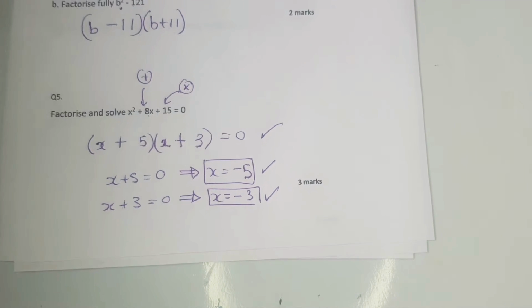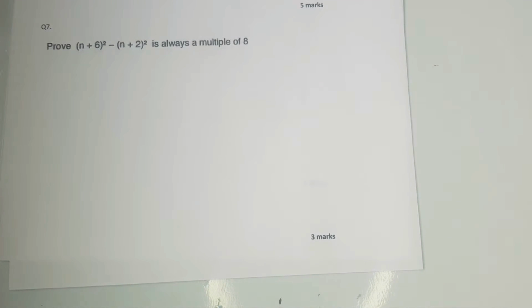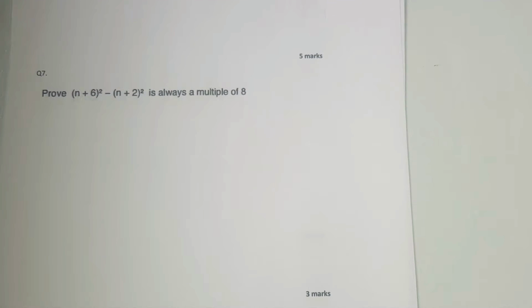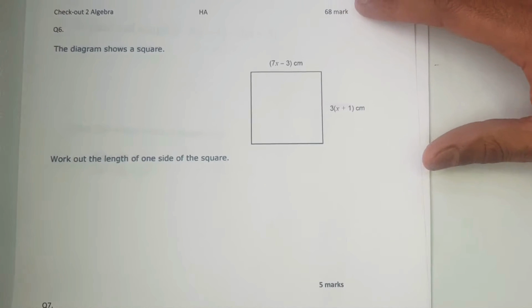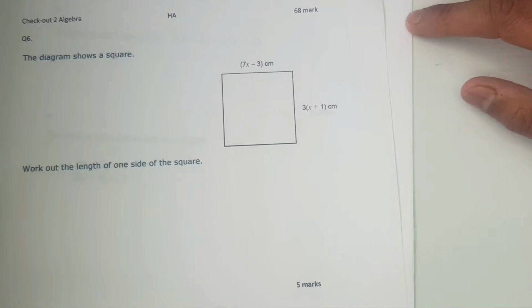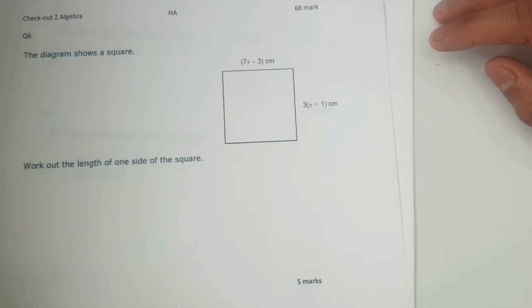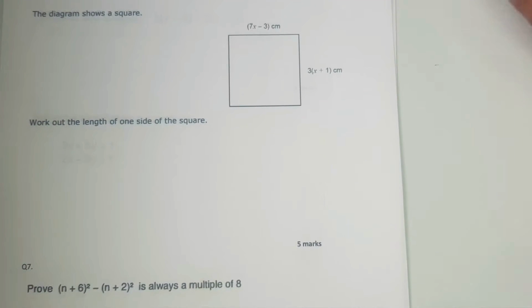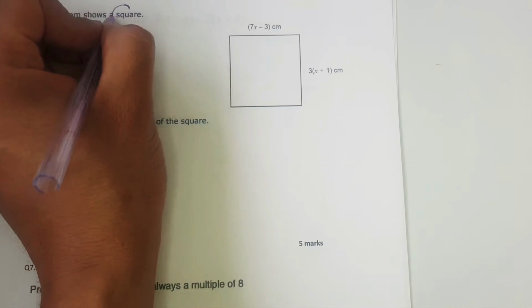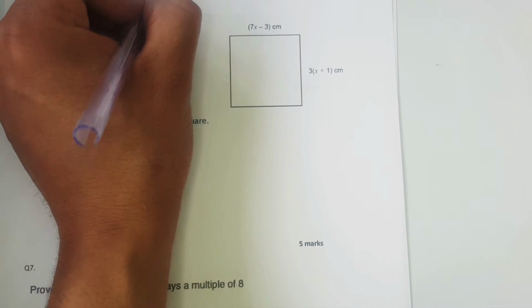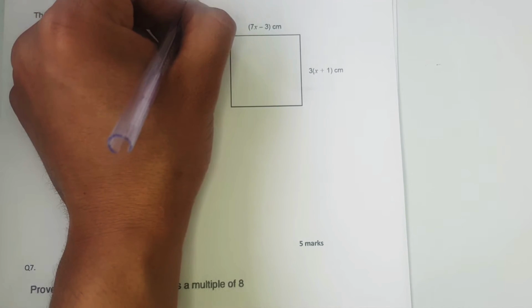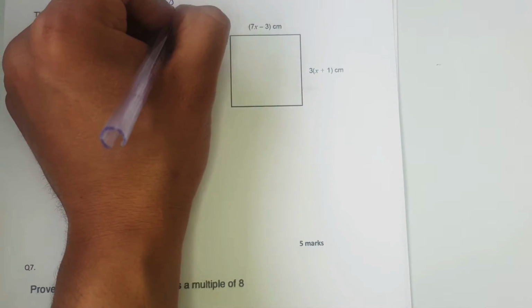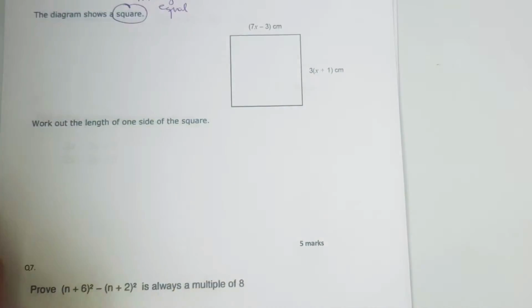So question number 6. The question asks us to work out the length of one side of the square, and the diagram shows a square. The first thing you need to know is the properties of a square. The properties of a square is that all the lengths are equal. If you didn't know that, you'll struggle with the rest of the question.